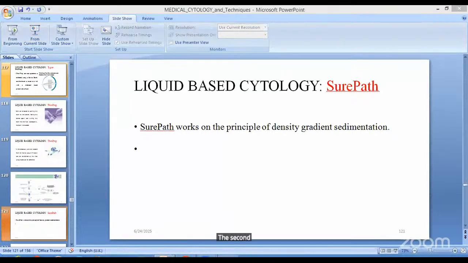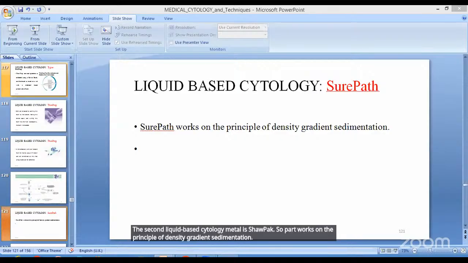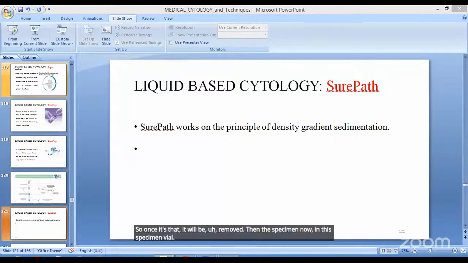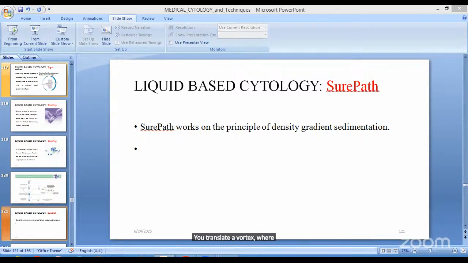The second liquid-based cytology method is SurePath. SurePath works on the principle of density gradient sedimentation. The cervex brush is dipped into the specimen vial after collecting the sample. That's how the specimen vial looks for SurePath. Once that is done, the brush is removed. Then the specimen in the vial is transferred to a vortex, where you shake it at a very high speed to concentrate the sample and separate the mucoid from the denser cells.